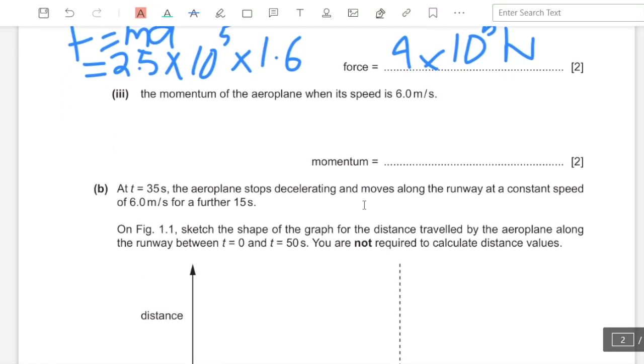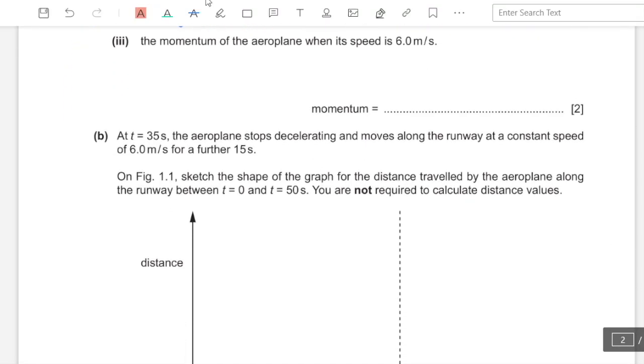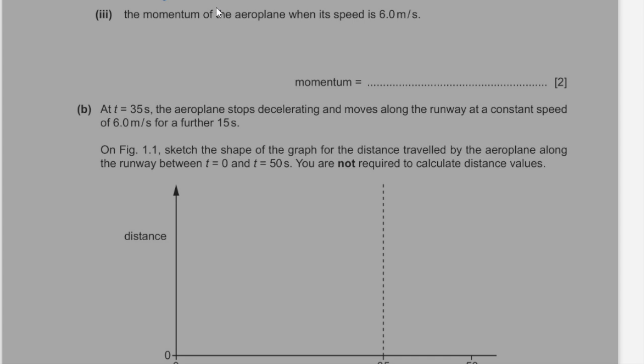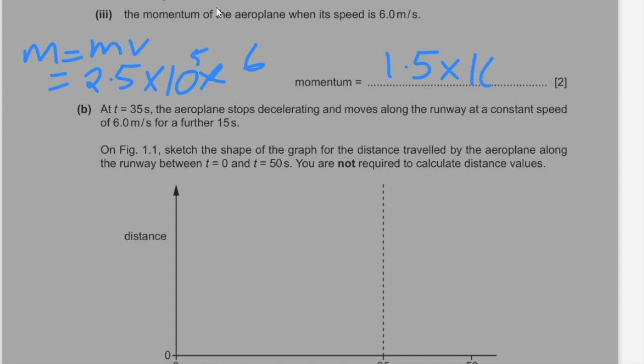3. The momentum of the airplane when its speed is 6 meters per second. So momentum is equal to mass times velocity, which is equal to 2.5 × 10^5 multiplied by 6, and that is 1.5 × 10^6 kg meters per second.